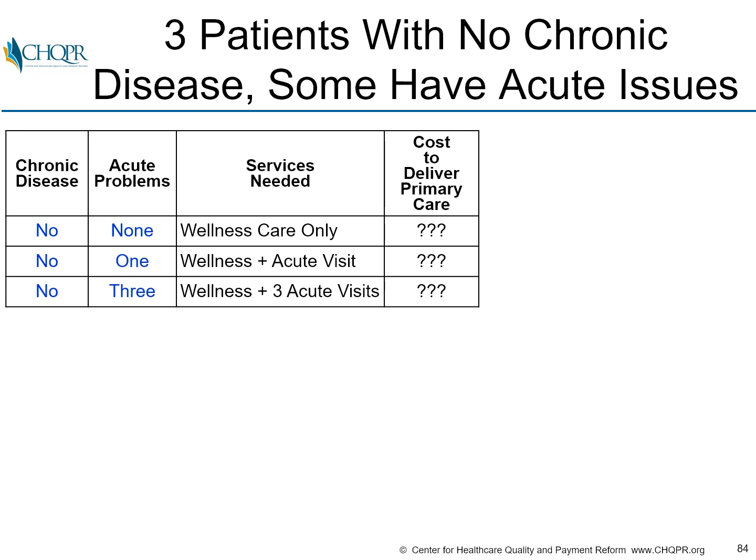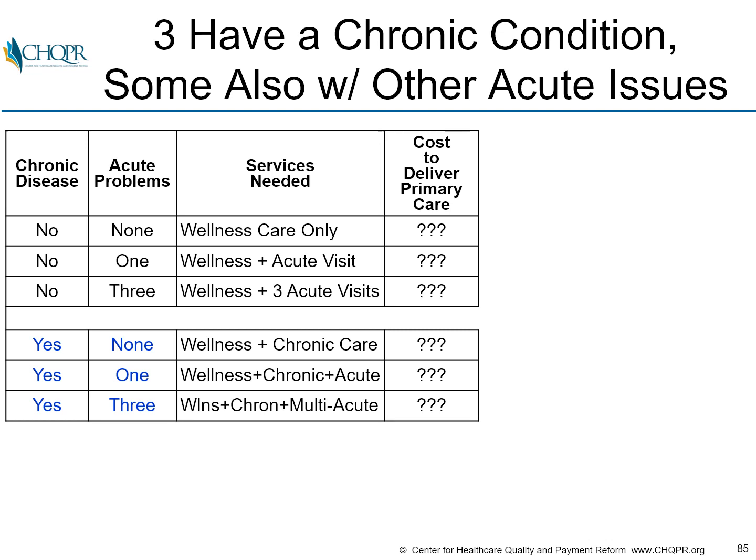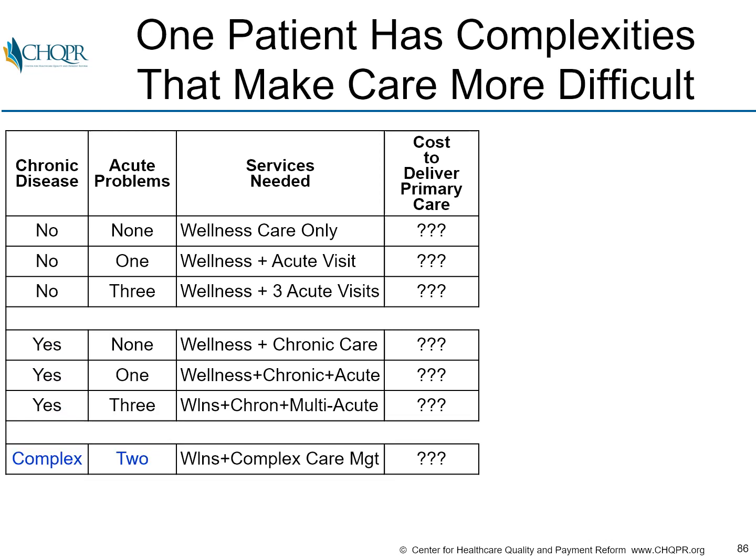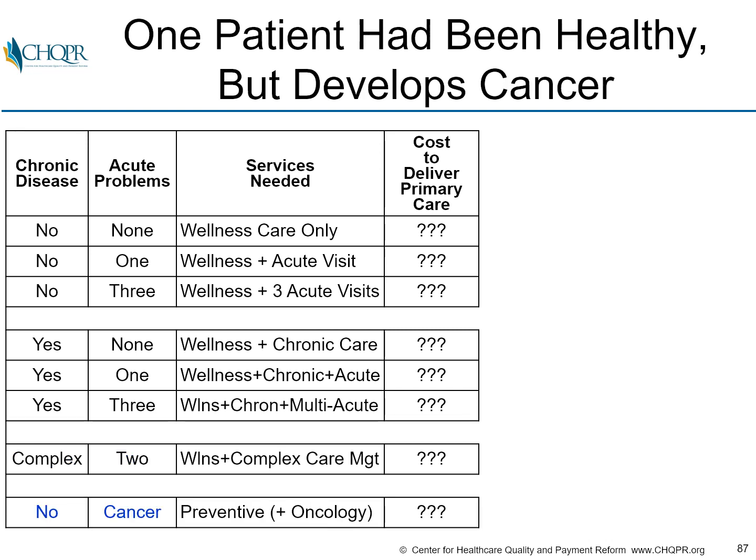3 of these hypothetical patients have no chronic disease. 2 have 1 or more acute problems during the year, such as a back injury or fever, while 1 is completely healthy all year. 3 of the patients do have a chronic disease, and in addition, they vary based on the number of new acute problems they have that are unrelated to their chronic disease. 1 patient has a very complex condition and also has acute problems during the year. The final patient is diagnosed with cancer during the year and begins receiving most of their care from an oncology practice.